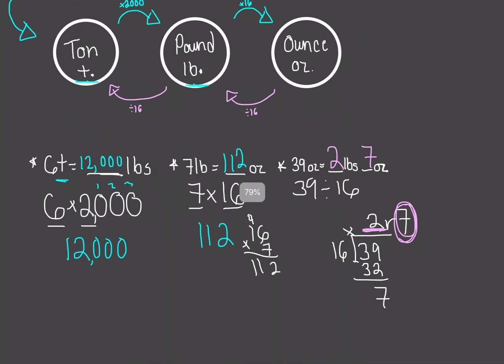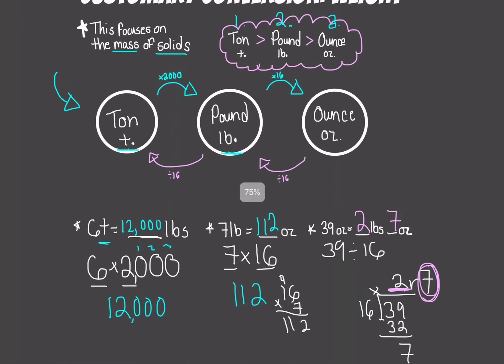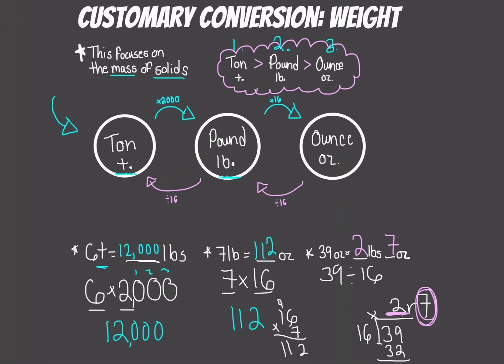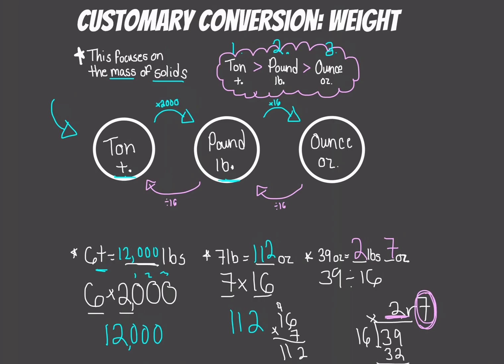So that is how you convert customary units, whether you're going from a larger one or a smaller one. Use the blue arrows if you're going from larger to smaller, you're going to be multiplying. Use the purple arrows if you're going from small to larger, you will be dividing.